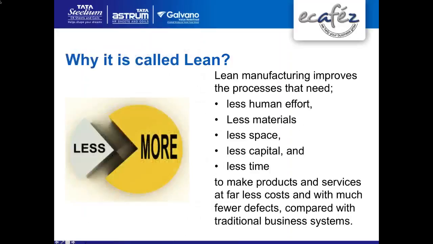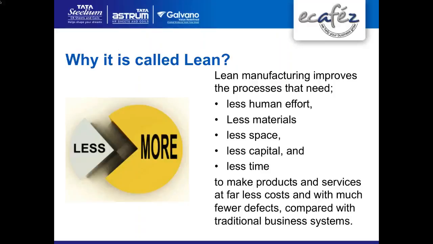Many of you must be curious why it is called lean. As you understand, lean means thinner, smarter, with less fat. Exactly the same view is adopted in naming this method. Why is it called lean? Because it uses less human effort to produce the same product. It requires less material, less space, less capital, and less time to make a product or service, which has far less cost with much fewer defects compared with traditional business systems.